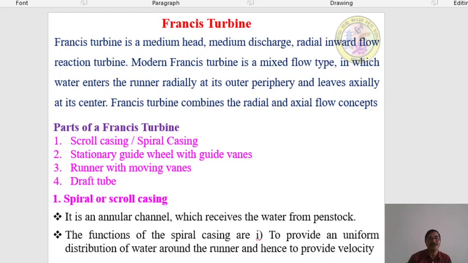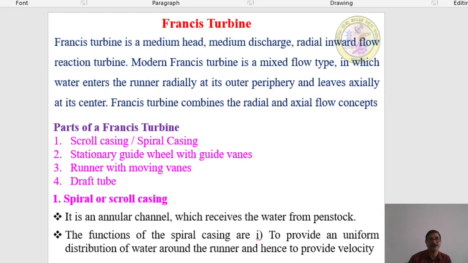This Francis turbine mainly consists of four parts. First one is the scroll casing, or it is also called a spiral casing. And second one is the stationary guide wheel with guide vanes. Third one, runner with moving blades. And last one is the draft tube. Now let us look at the functions of all these various parts of the Francis turbine.